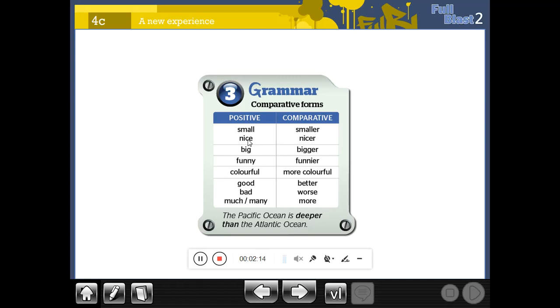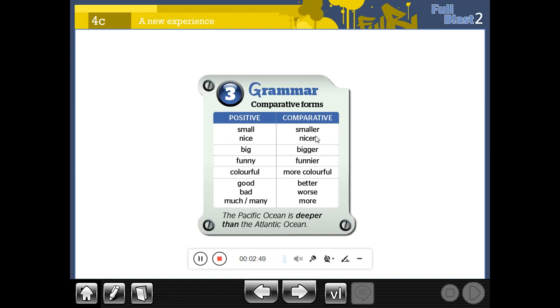Here, nice. It is an adjective. You want to compare between two things? You say nicer. We add R. Why? Because the adjective ends with E. So if it ends with E, we add only R. Nicer than.